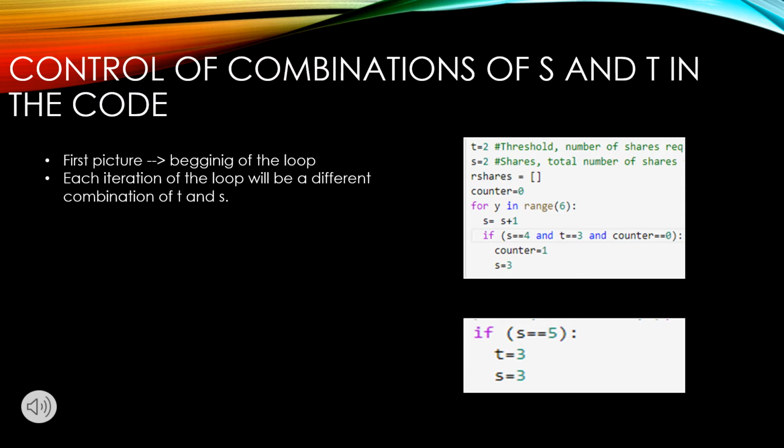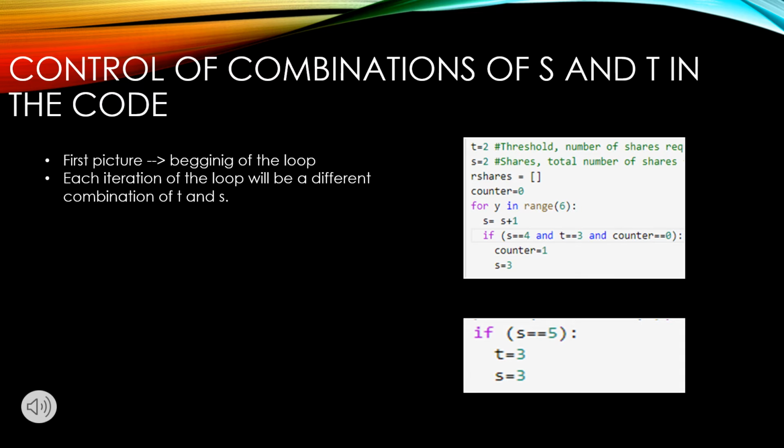So then we have an if clause that will control that only when T is 3 and the counter is 0, the program, during the run, only goes once into the if clause. If it goes more than once into this if clause, when T is 3 and S is 3, it would increment S by one, and we would lose one combination of T and S. So that's why we need the counter.